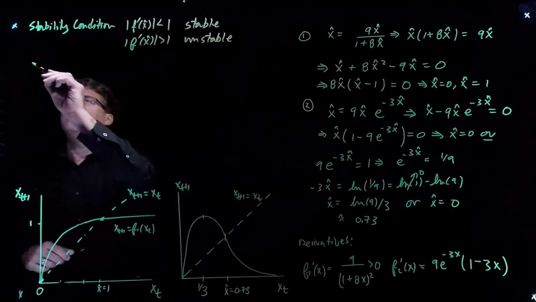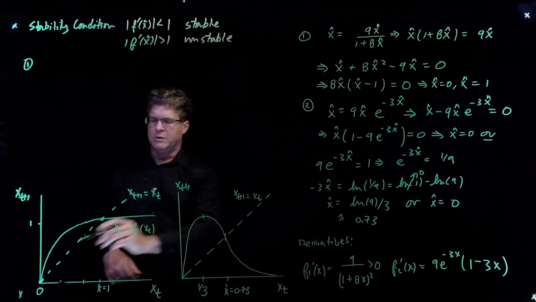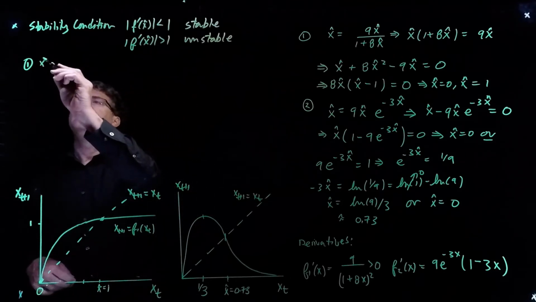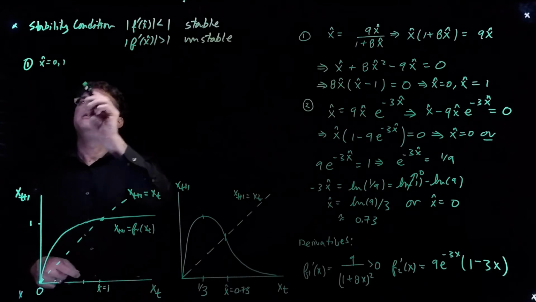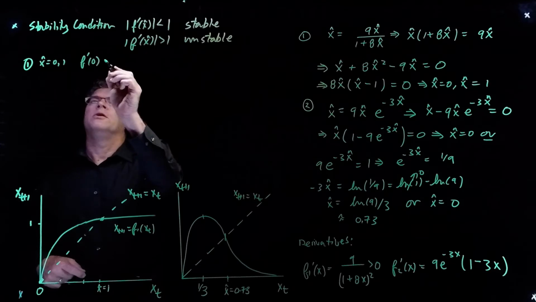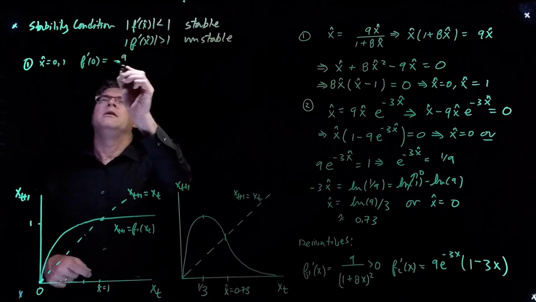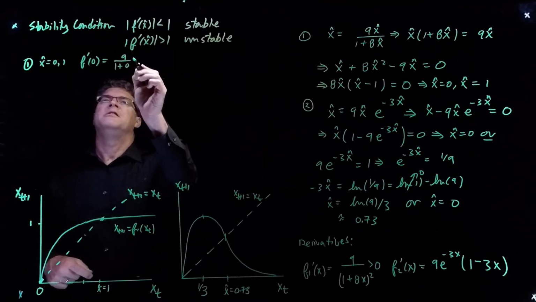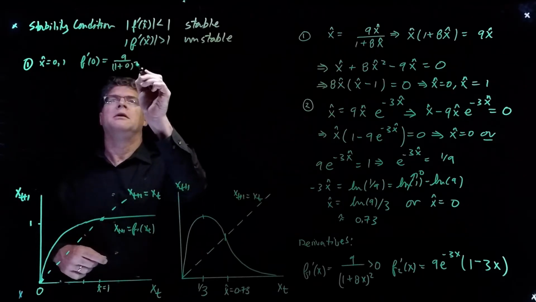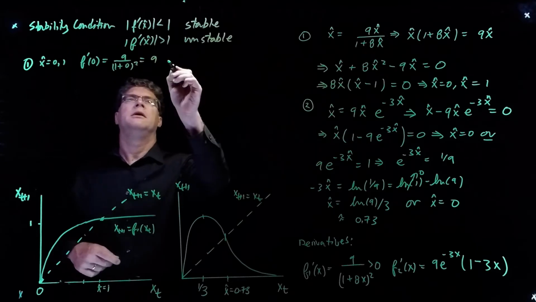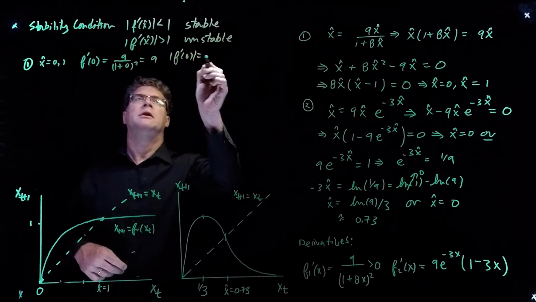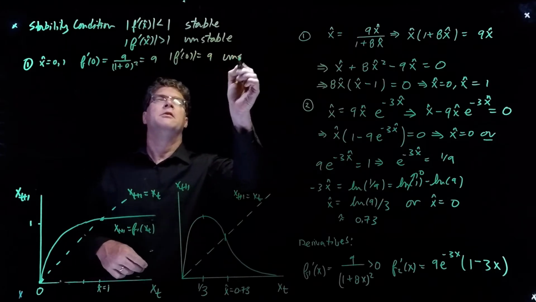So let's consider model 1 here, which is our Beverton-Holt model. And we have x hat is equal to 0 or 1. F prime of 0 is equal to 9 over 1 plus 0 squared, which is equal to 9. And so we have the absolute value, f prime of 0 is equal to 9. So it's unstable.